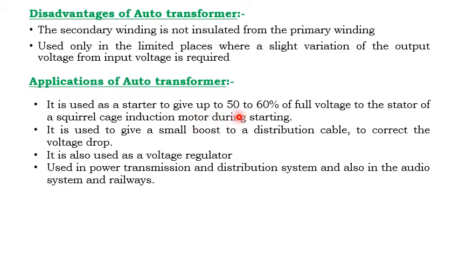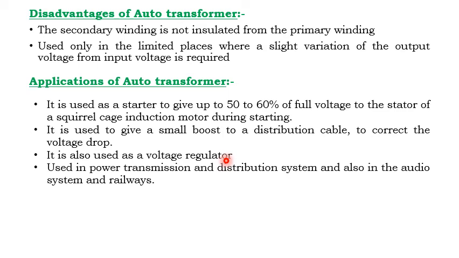The auto transformer gives 50 to 60% of full load voltage to the induction motor. This is one application of auto transformer, and it is also used to give a small boost to a distribution cable to correct the voltage drop. If there is a voltage drop in our distribution cable, in order to correct that, it is used as a booster to a distribution cable, and it is also used as a voltage regulator. Any desired voltage you can obtain from this auto transformer.